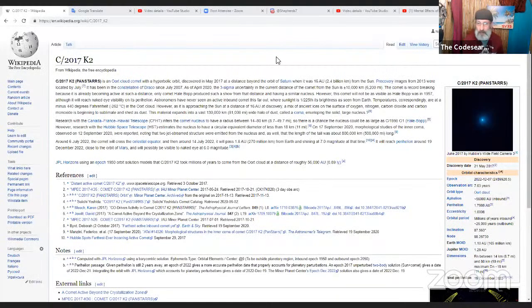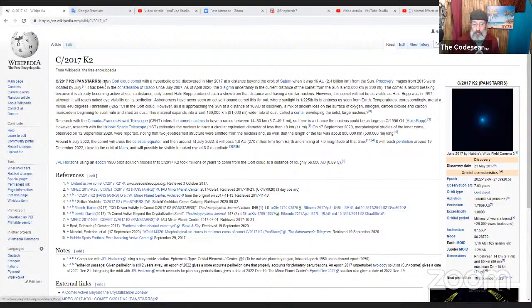Interesting thing about this comet and where it dwells currently and has dwelled since it was found more than 7 years ago. Any guess, guys, on where this is? It's in Draco, the dragon. Very interesting. All right. So here's what it says over at Wikipedia.